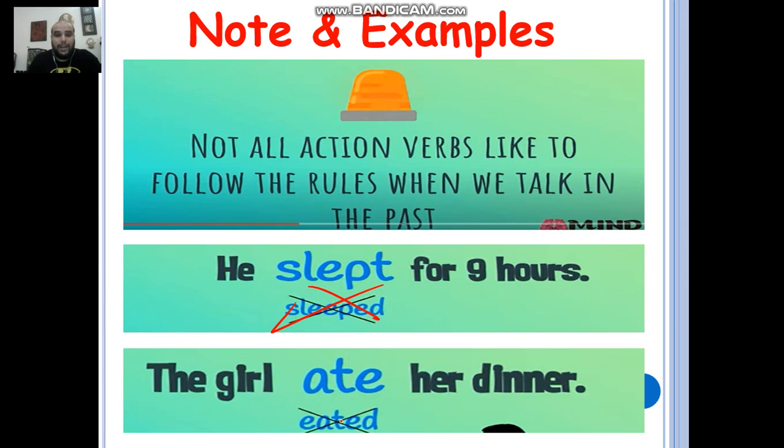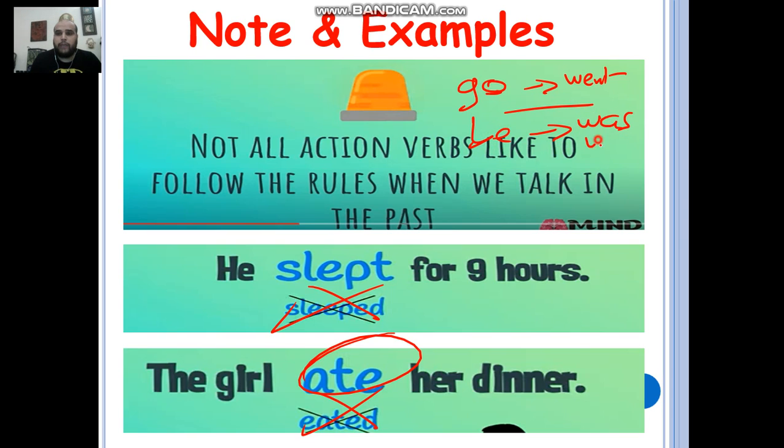Okay. So "the girl eat it," wrong. It's ate in the simple past, and we have about 250 irregular verbs. You have to practice a lot. There is no rule. For example, go is going to be went. Be is going to be was and were. Put is not going to change. It's going to be put in the simple past. Leave is going to be left.